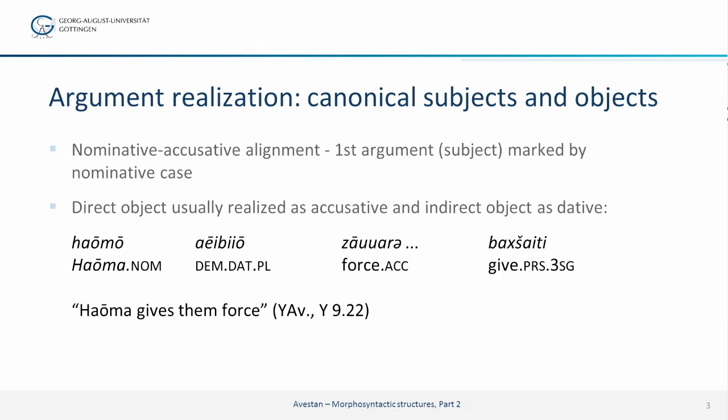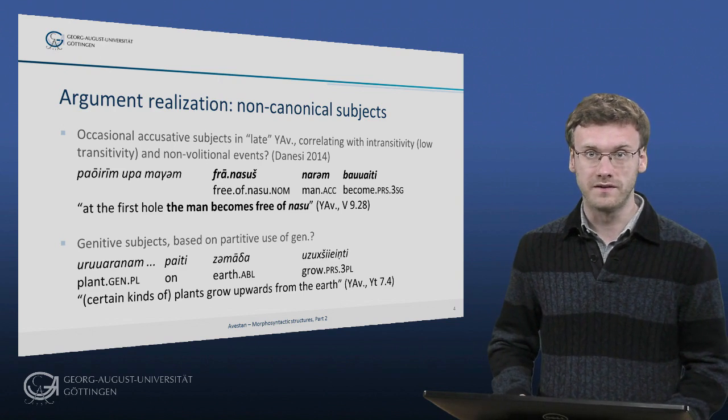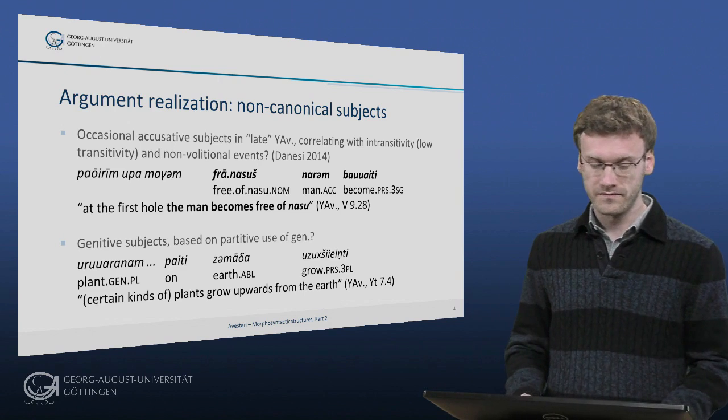Haumo, he, barshaiti, gives, aibio, them, savare, force, where the subject haumo is realized by a nominative case, the direct object savare by accusative, and the indirect object aibio by the dative case. There's also some evidence for non-canonical forms of subject marking, as we will see on the next slide.